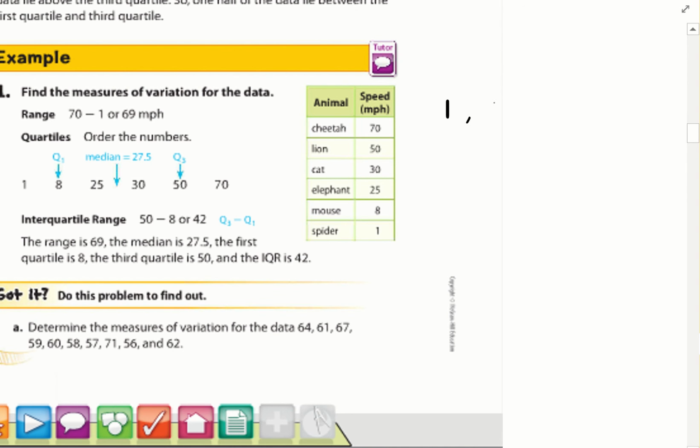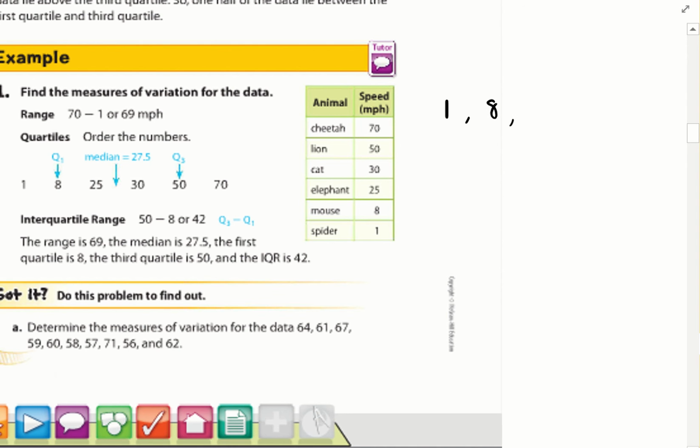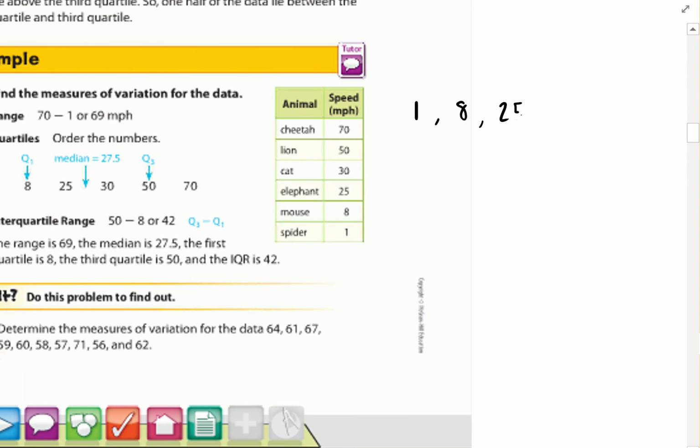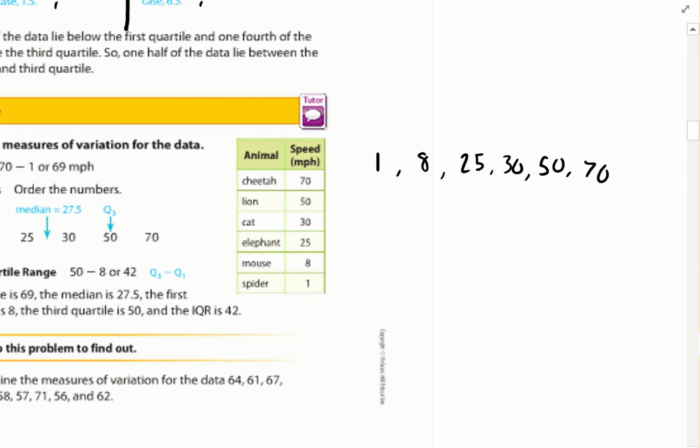So I have 1, 8, 25, 30, 50, and 70. First thing I need to do is find my median. So my median is going to be in between 25 and 30. If I add them together and divide by 2, I get 27.5. And that's my median.